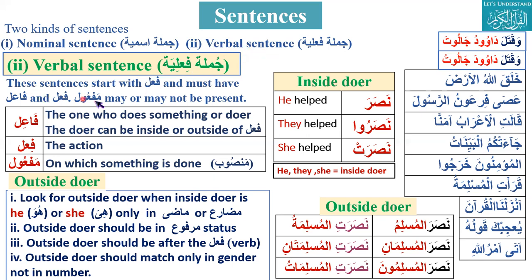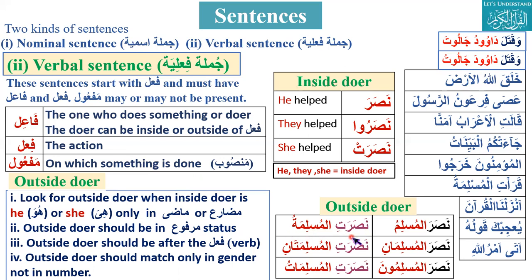Okay. Let's go to the second type of sentence, that is verbal sentence. Verbal sentence starts with verb, fa'il, and maf'ul. And what are the compulsory parts? The compulsory part is the verb. It must have fa'il. Both must be there, the verb and fa'il. Maf'ul may or may not be there. Yes, correct.